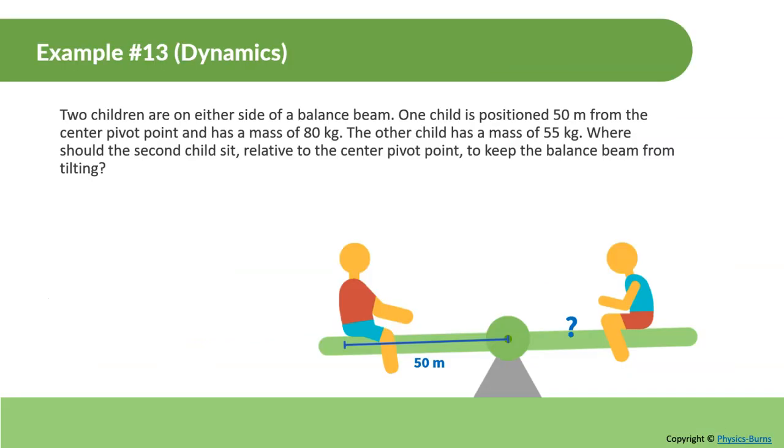All right, two children are on either side of a balance beam. One child is positioned 50 meters from the center pivot point and has a mass of 80 kilograms. The other child has a mass of 55 kilograms. Where should the second child sit relative to the center pivot to keep the balance beam from tilting?